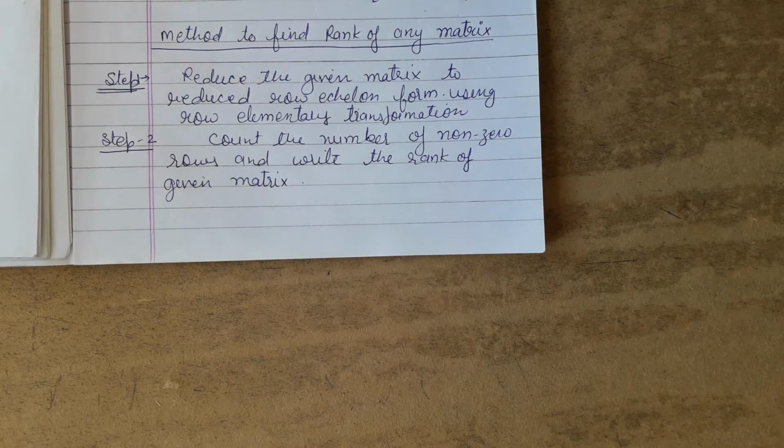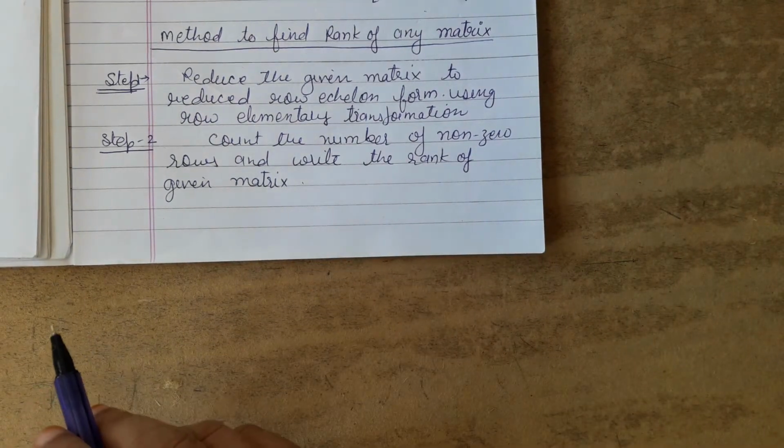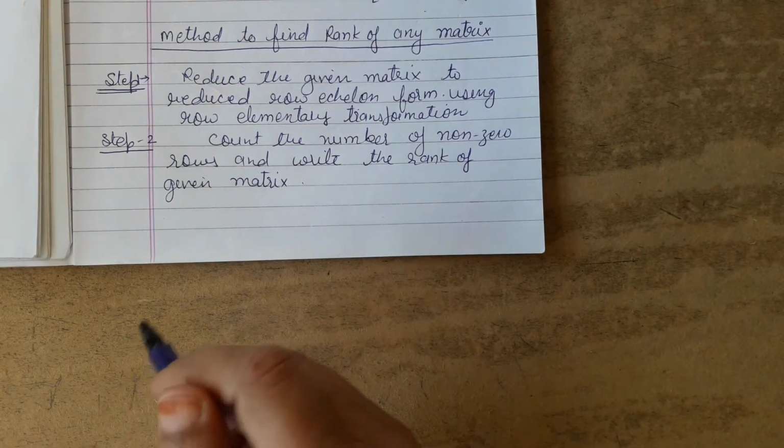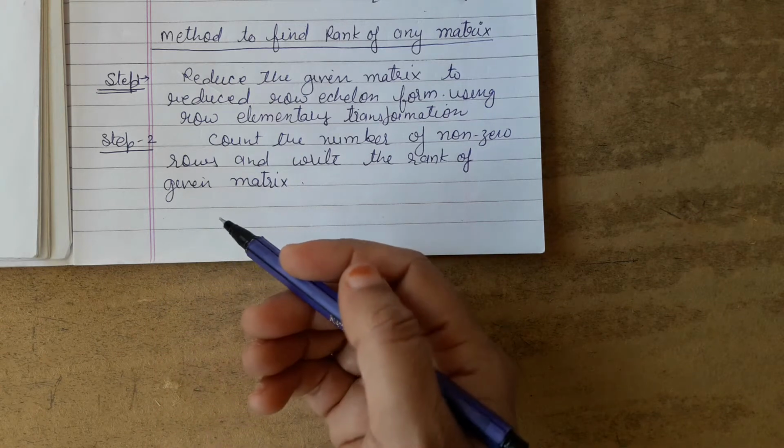Hello everyone. So in the previous video we did the definition of rank of a matrix. Now let's do how to find the rank of a matrix using elementary transformation. So what is the method? The method is very simple. If you remember the definition, the matrix should be in echelon form and the number of non-zero rows is equal to the rank of the matrix.